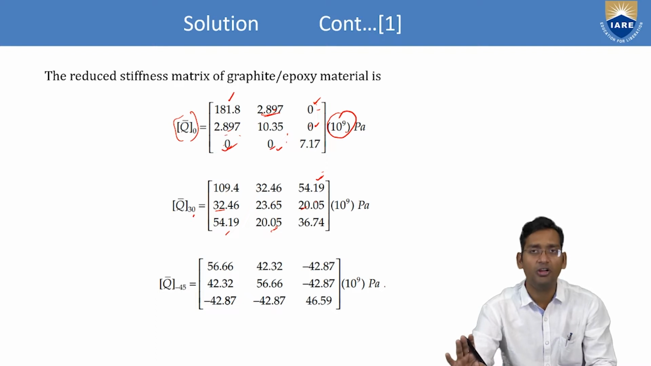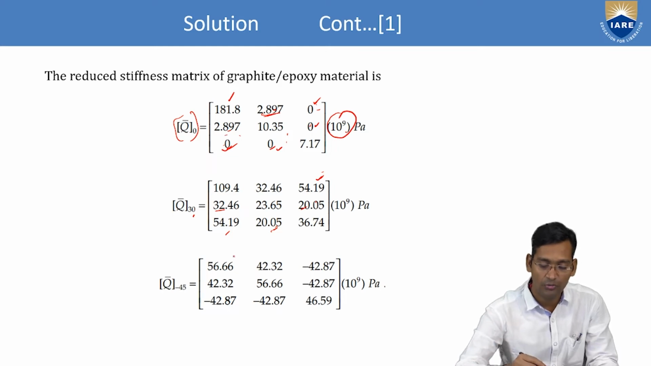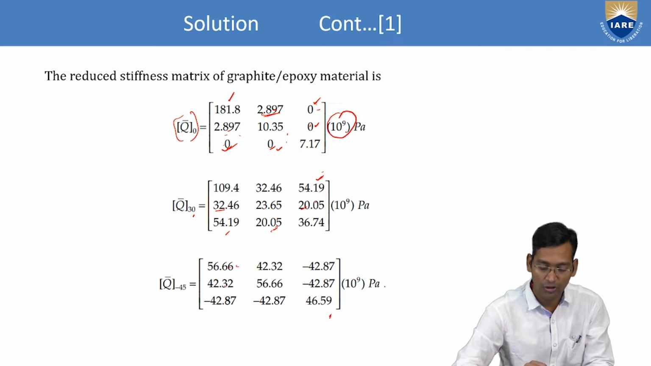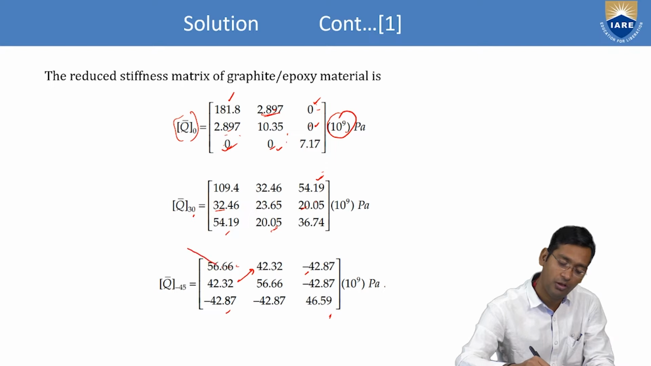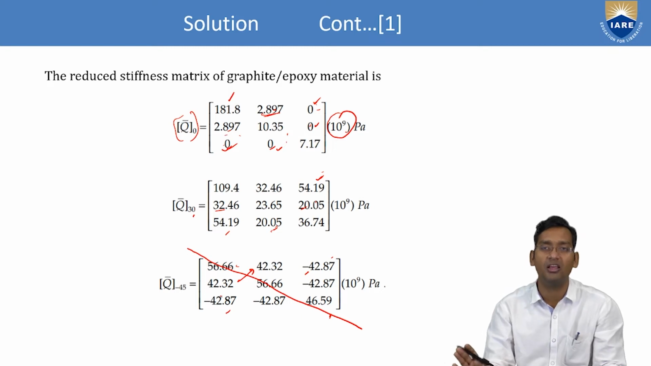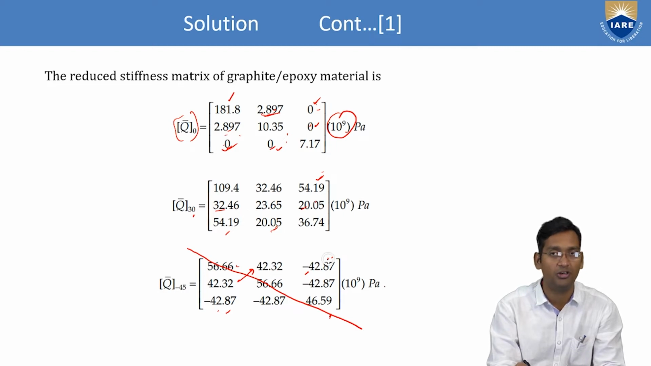So that is for 30 degree. In the same way, that will be for 45 degree also. Just see here, 56.6, 56.6, 46.6. Now at 45 degree, these two also will be equal. Only this will be different. Now this one 42.32 and this 42.32 will be equal. Minus 42.87: if we fold like this, then these elements will overlap because of the symmetry, so they will be the same. So minus 42.87, then this diagonal will be minus 42.87. This is minus 42.87. This also minus 42.87.